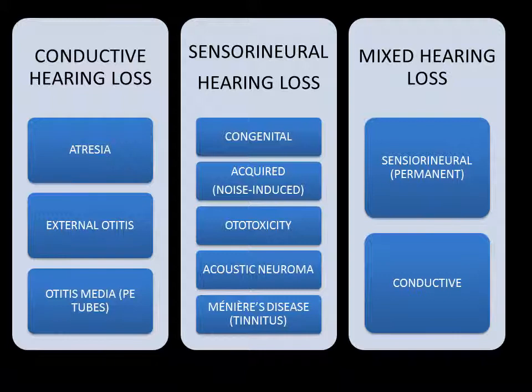Acquired sensorineural hearing loss in older adults is the third most prevalent chronic condition in the U.S. Presbycusis is the hearing loss which is associated with aging.